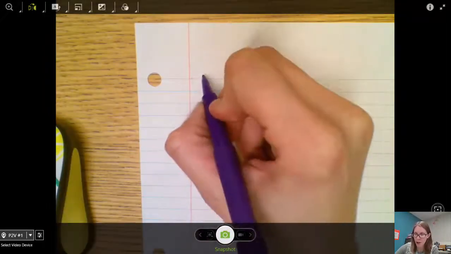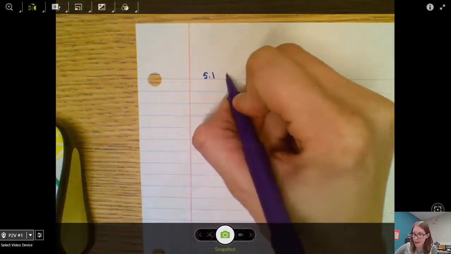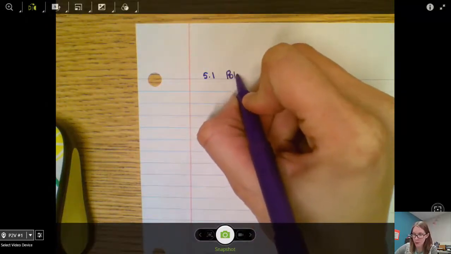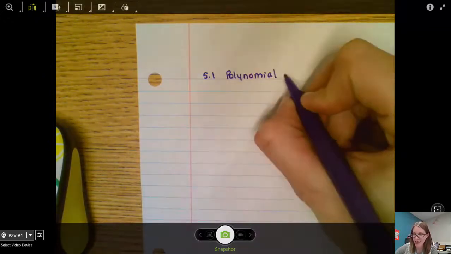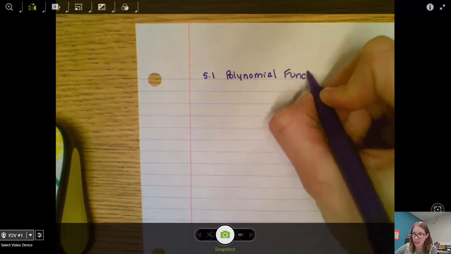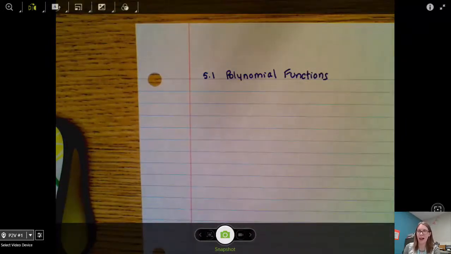Okay, beginning of a new chapter here. We're moving into chapter 5, which is polynomial functions. And chapter 5, section 1 is very brilliantly titled Polynomial Functions. And in this section, we just see a lot of general information about polynomials, what is a polynomial, and some key words and vocabulary that goes along with polynomial functions.